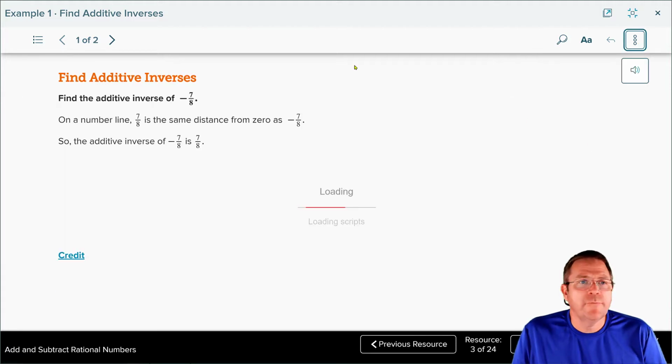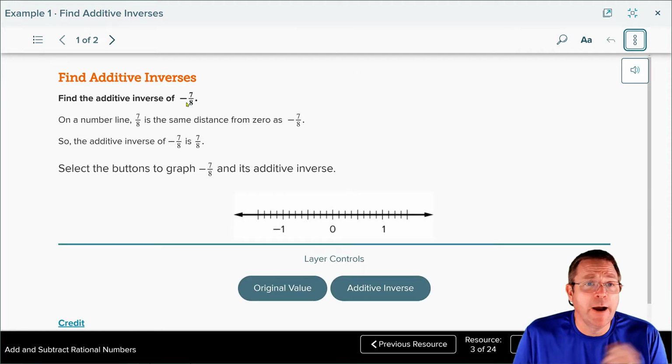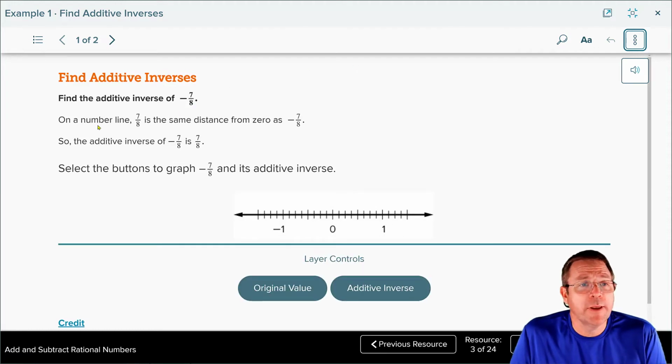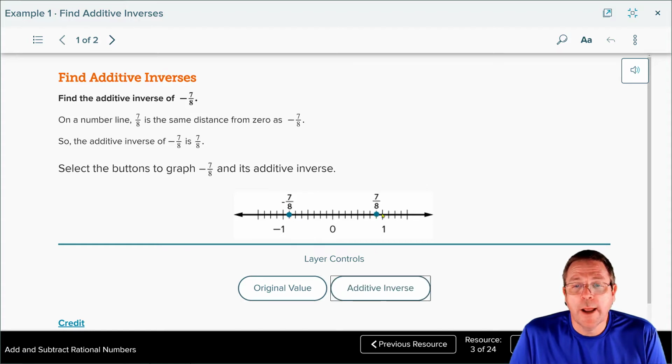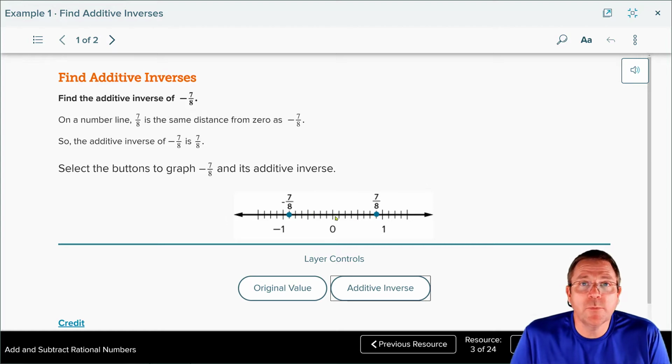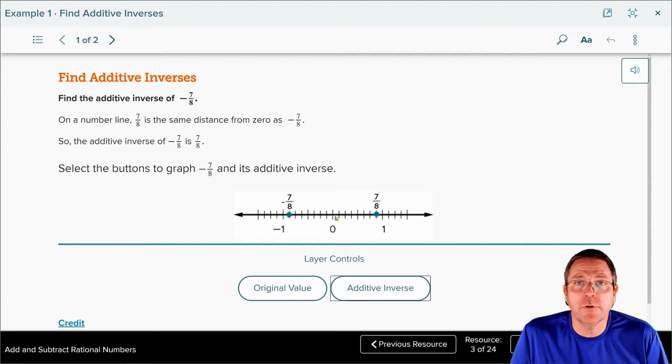So, how do we find an additive inverse? It's really stinking easy, guys. Find the additive inverse of negative 7/8 on a number line. 7/8 is the same distance from 0 as negative 7/8, so 7/8 is the additive inverse. That's all there is to it. Now we're going to take the original value. It's negative 7/8 on the number line here. Our additive inverse is a positive 7/8 on the number line here. Notice how these two numbers are equal distance from 0, but on opposite sides of 0.